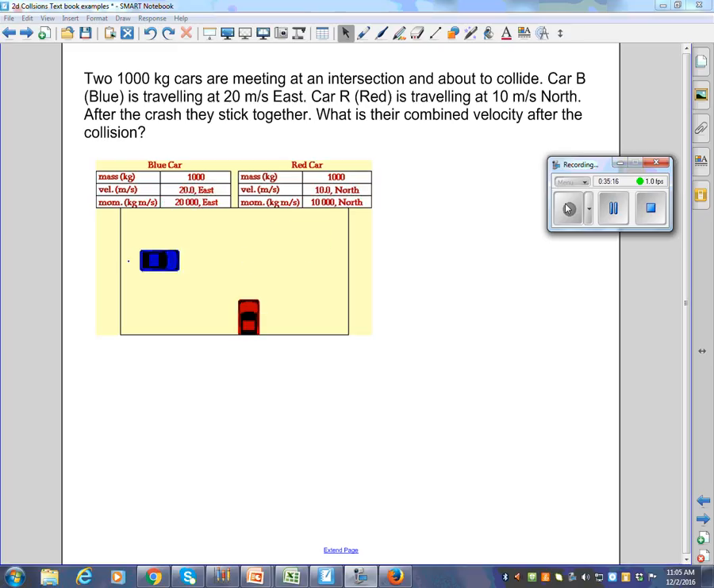Two 1,000-kilogram cars, and they crash together. Okay, I'm going to go make some coffee.